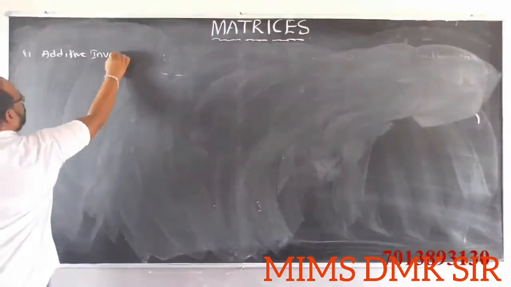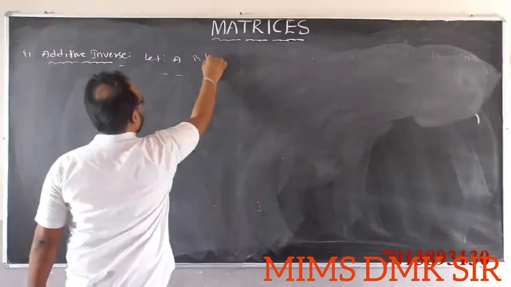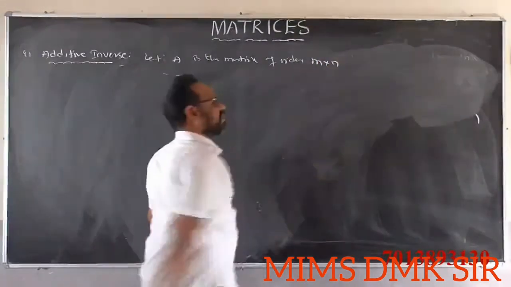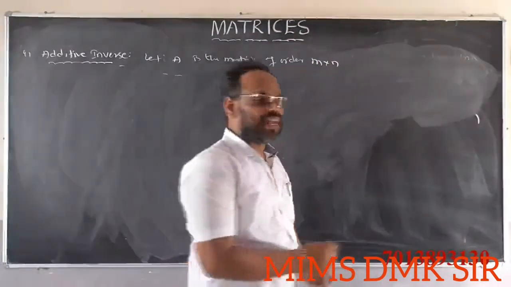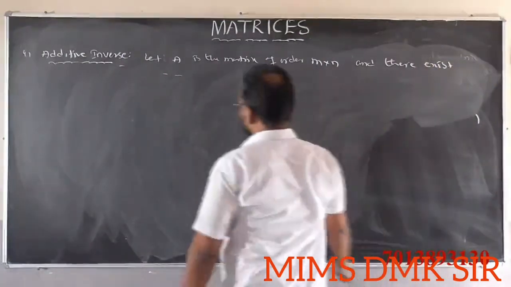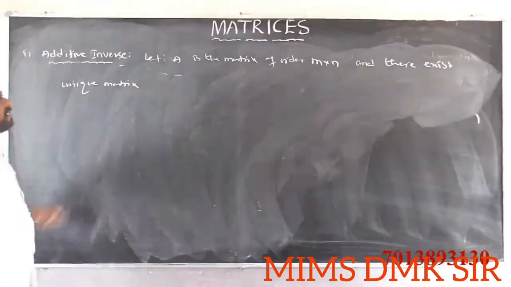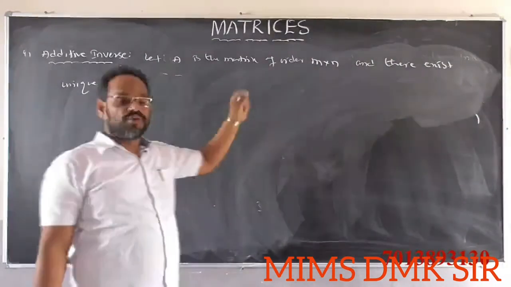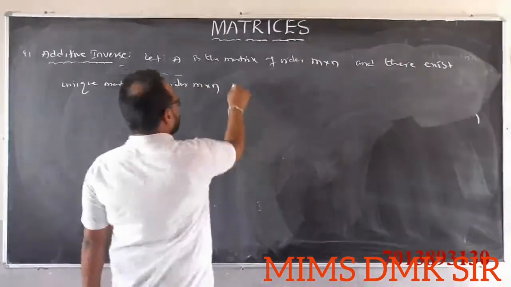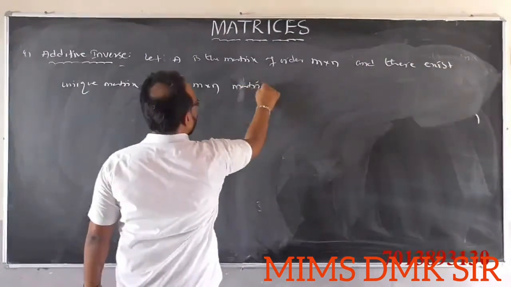Additive inverse. Let A be a matrix of order m by n, and there exists a unique matrix B of order m by n.